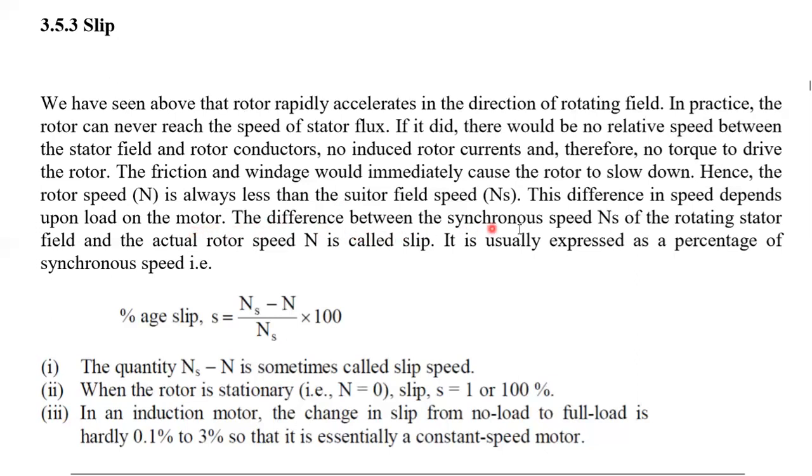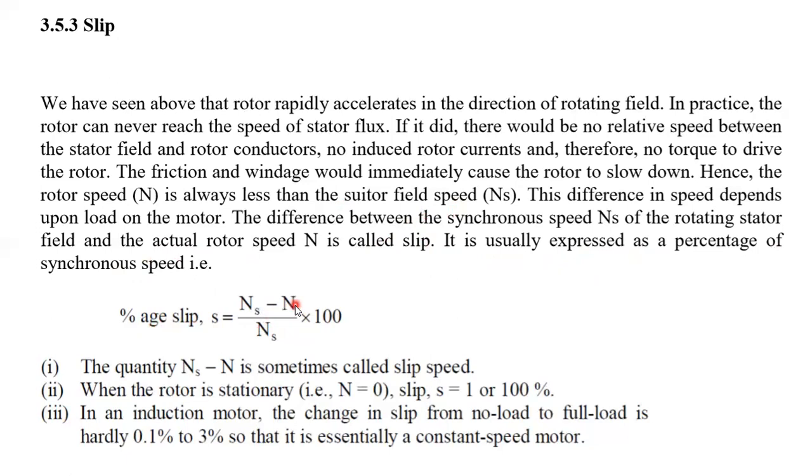Understood? The difference between the synchronous speed ns of the rotating stator field and the actual rotor speed n is called slip, that is ns minus n. It is usually expressed as a percentage of synchronous speed. Percentage slip is s equal to ns minus n divided by ns, into 100. Here n is the rotor speed.